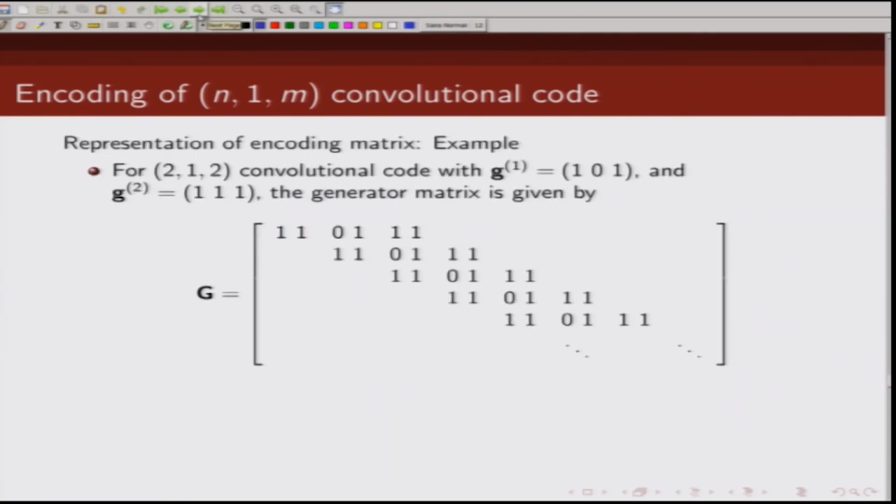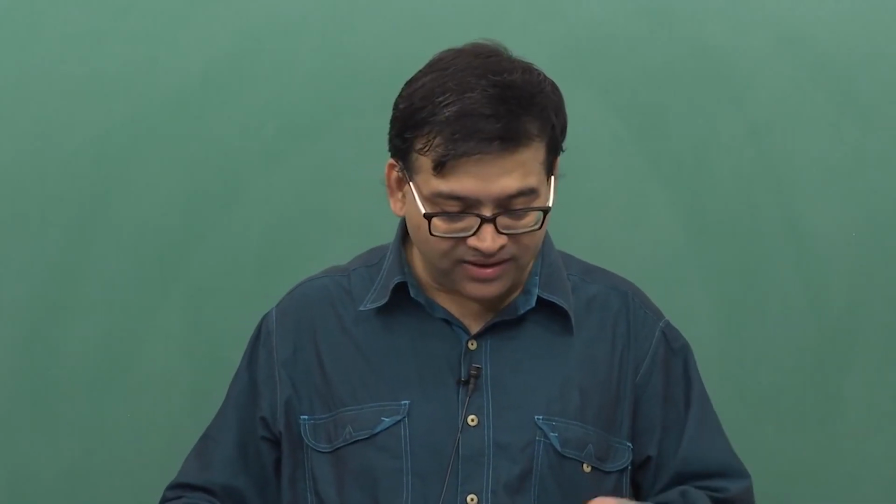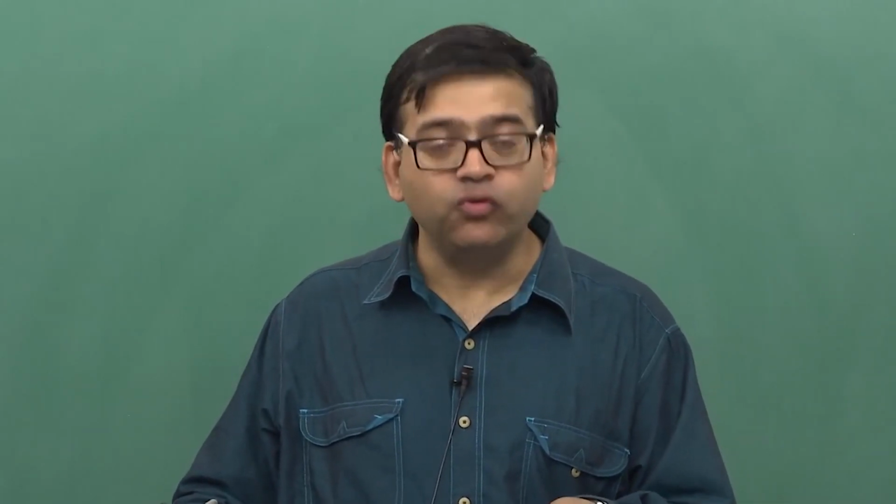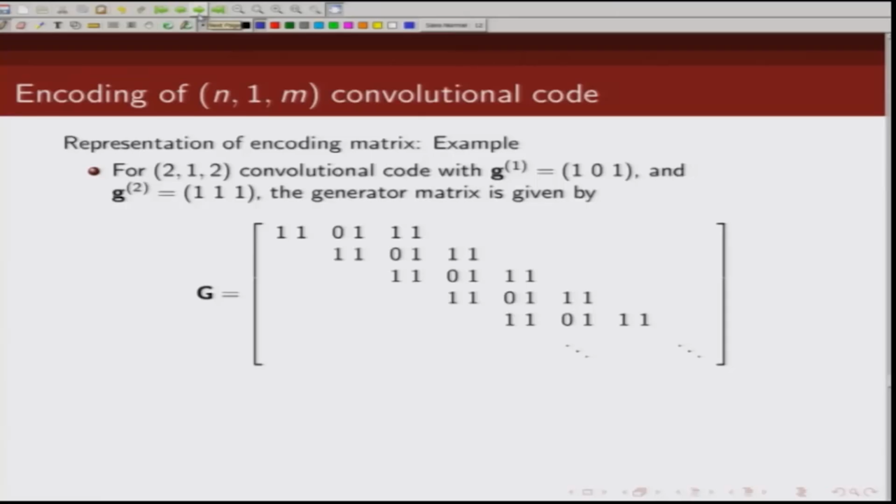So let us continue with the example that we are considering so far. We are continuing with our rate 1/2 code whose memory order is 2, and we know our generator sequence for the first code sequence is given by 101, because my output V_L is U_L plus U_{L-2}. Similarly, the generator sequence for the second code word is given by 11.